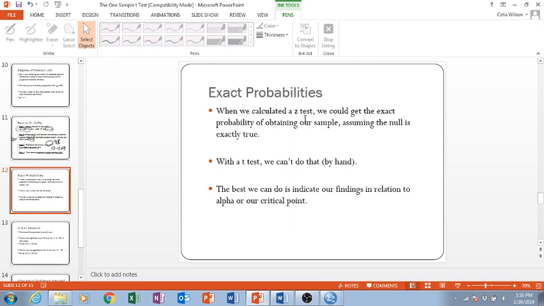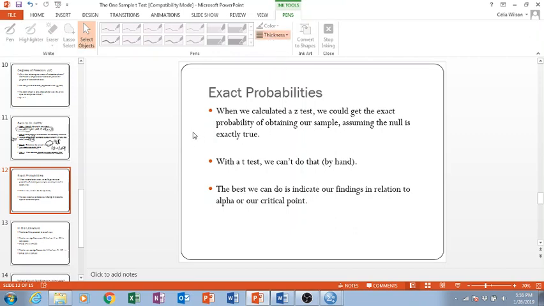When we calculated the z-test, we could get the exact probability of obtaining our sample, assuming the null is exactly true, right? Well, with a t-test, we can't do that by hand. What it's going to do is just what I said. It's going to give you that critical point according to whichever alpha level we choose. So we know our alpha level.